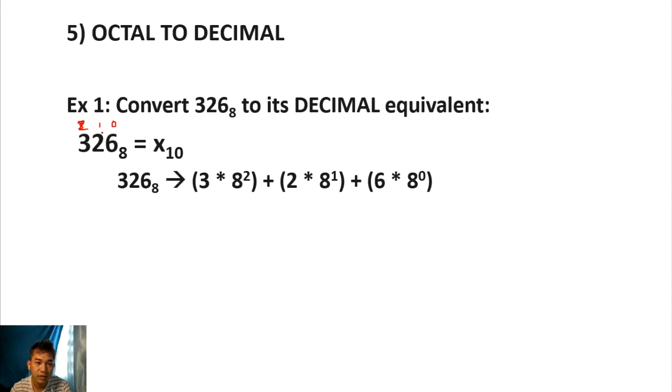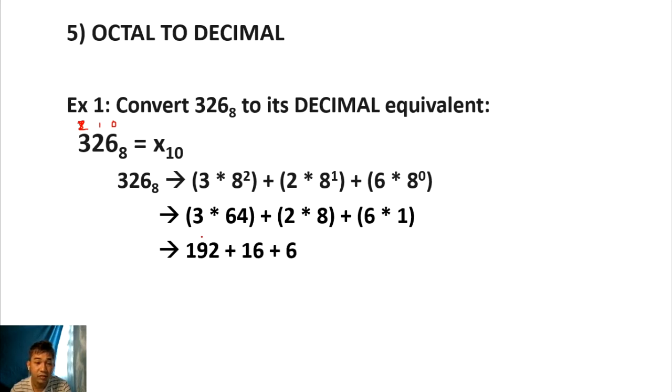So that is 0, 1, 2. Okay. Then we have here 3 times 64 plus 2 times 8 plus 6 times 1. So that is equals to 192 plus 16 plus 6 or 214 base 10.